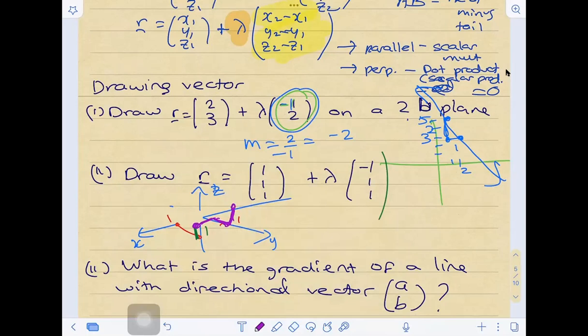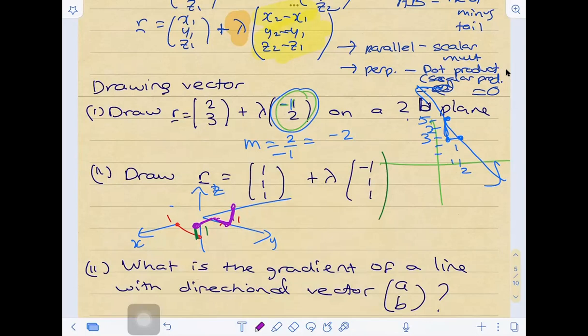So that means the vector is going to go through those 2 points. So 1 again, going that way, and then up. So go that way, and the positive in the y, then up, and that will be your next point. Okay, what is the gradient of a line with the direction vector this? This is x, this is y, so it's y on x. So it's b on a.